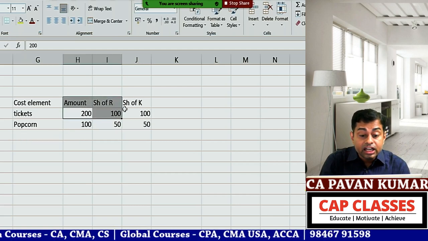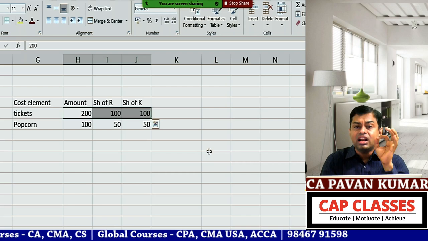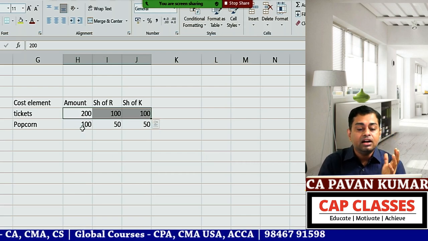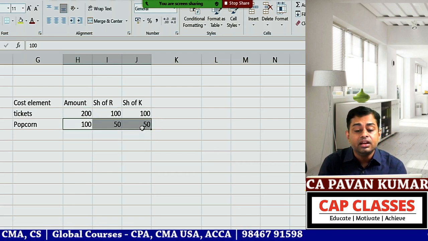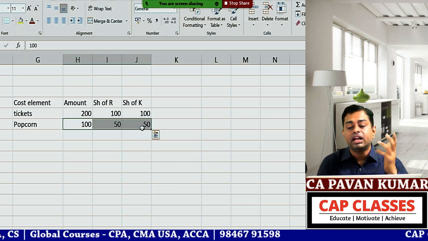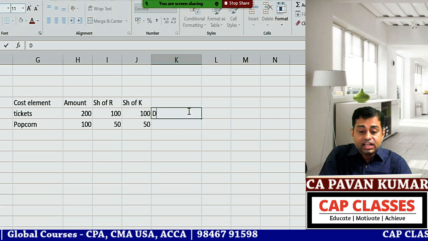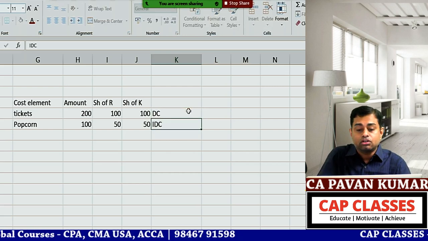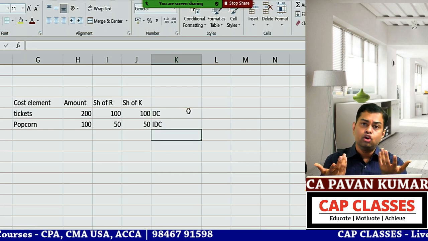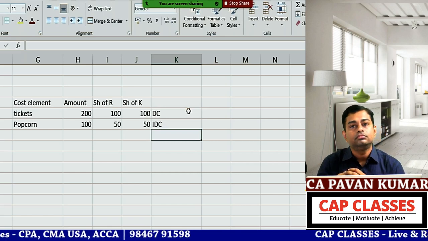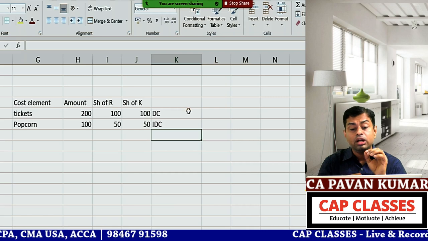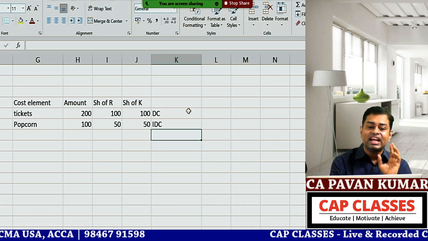This 200 splitting into 100-100 is purely scientific. 100 rupees splitting into 50-50 is, you know, some arbitrary ad hoc basis. Because this is a direct cost, and this is indirect cost. Indirect cost can only be apportioned. It cannot be given directly. You cannot trace it directly.